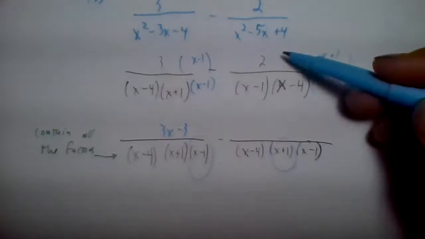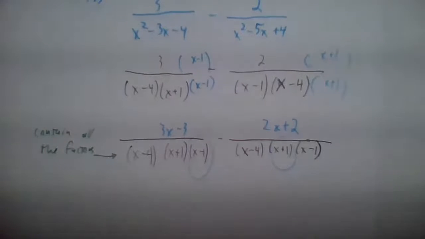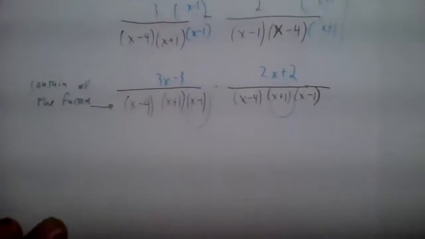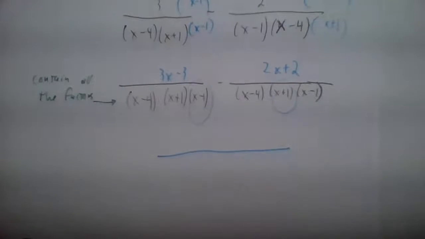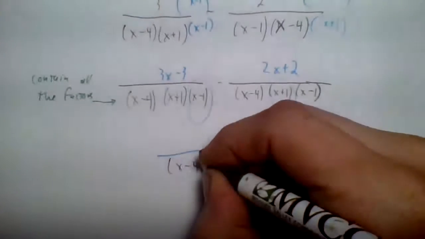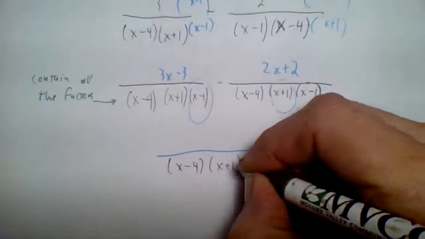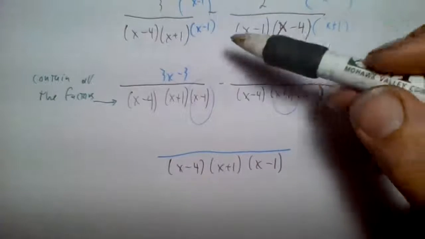There's x plus 1 here. 2 times that is 2x plus 2. Now subtract. Now I'm ready to put them together and make a single fraction, because they're like denominators now. Denominator stays the same. Combine it. Do the combining alike terms up here.